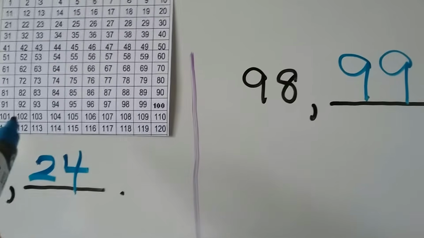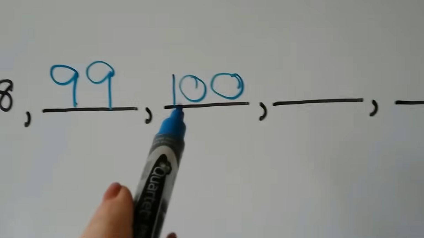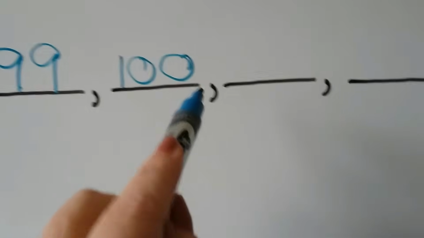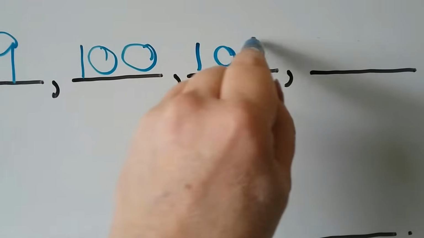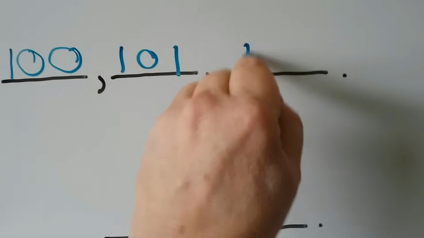Then we go to 101, 102, 103, see? So after 100, we're going to have a 1 in the ones place again. So we're going to have 101. And now we're going to have a 2, because we're going to go up by 1. 102.